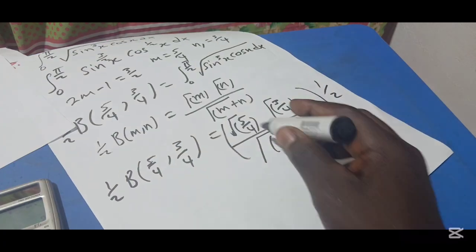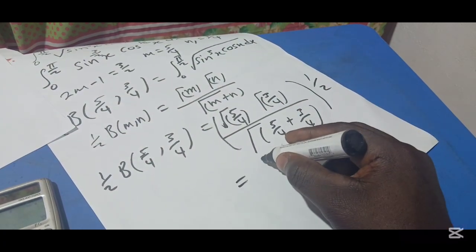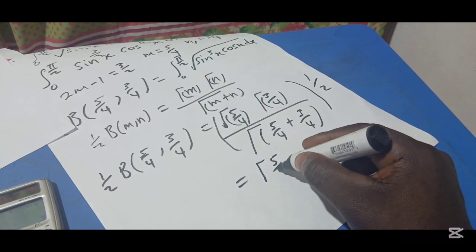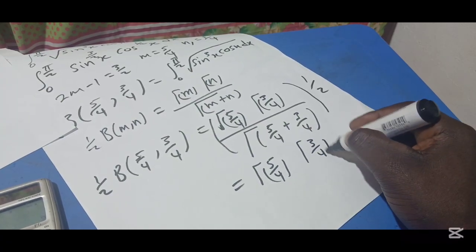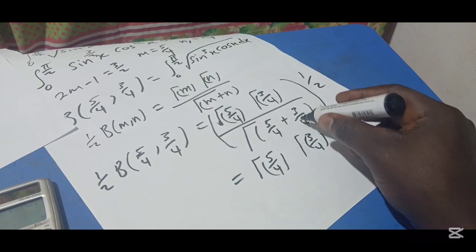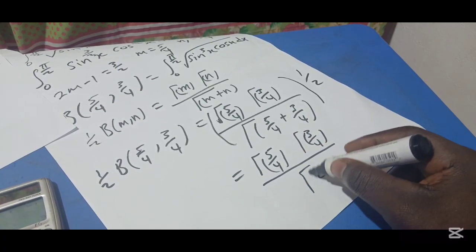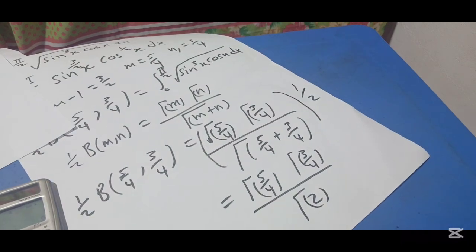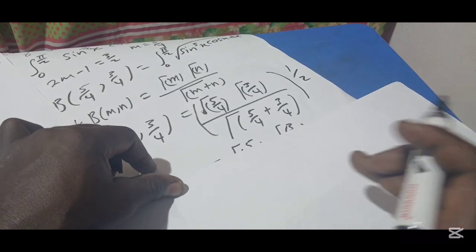So gamma of 5 on 4, gamma of 3 on 4, let's write that one. Gamma of 5 on 4, gamma of 3 on 4. 5 on 4 plus 3 on 4 is going to give us 2. So gamma of 2. And we know that, even if we don't know, we have to know.